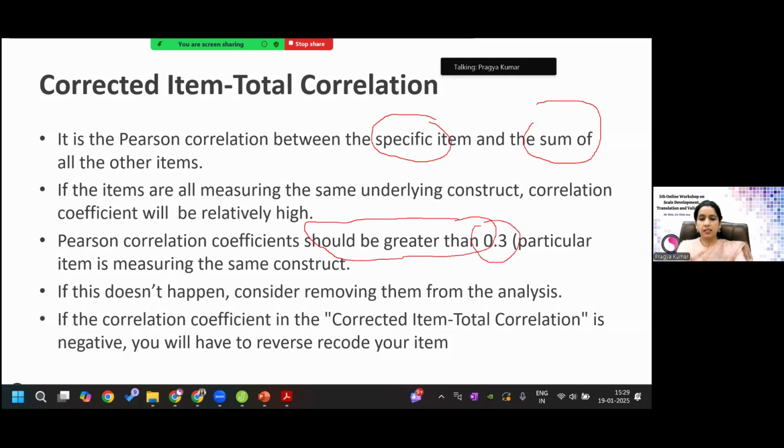If it is less than 0.3, then you can drop this item from your scale. So if this does not happen, you can consider removing them from the analysis. And then if the corrected correlation coefficient is negative, then you need to reverse recode.